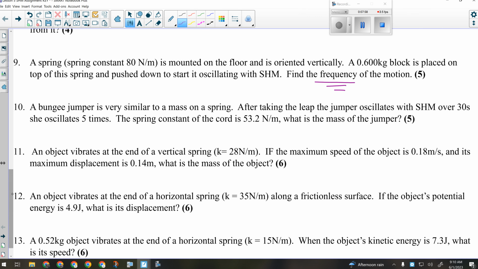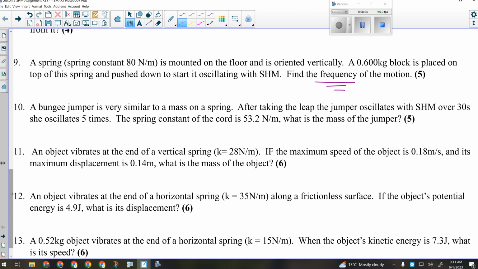All right, number 10, a bungee jumper is very similar to a mass on a spring. After taking the leap, the jumper oscillates with simple harmonic motion over 30 seconds. Measured or counted? Measured, time's always measured. She oscillates 5 times. Counted or measured? Counted. The spring constant of the cord is 53.2 newtons per meter. What's the mass of the jumper? Don't overthink it. It's just a simple mass on a spring, period question.